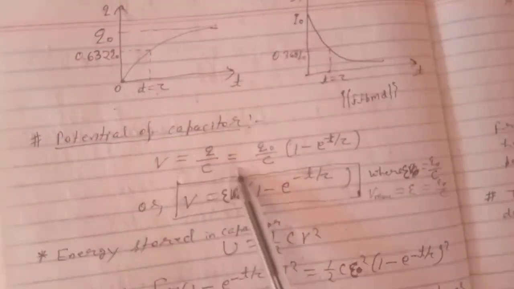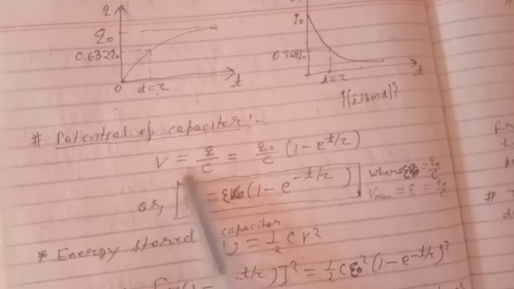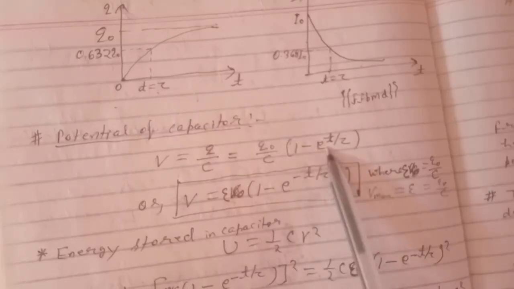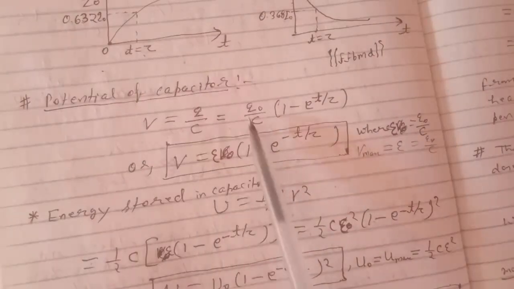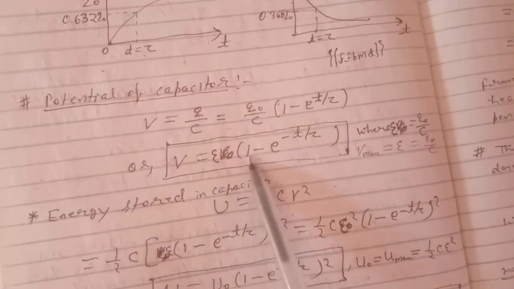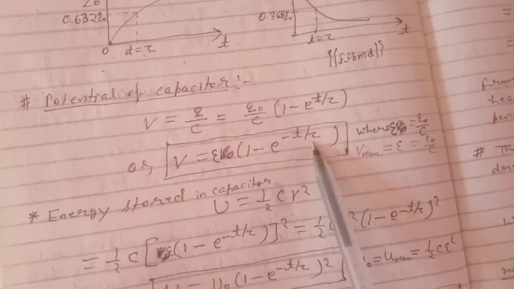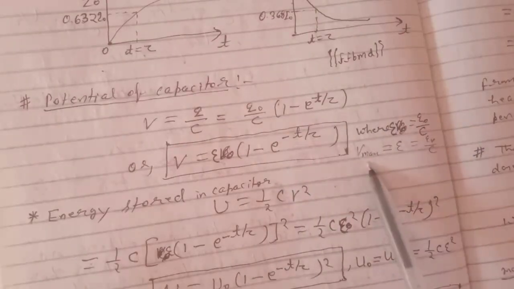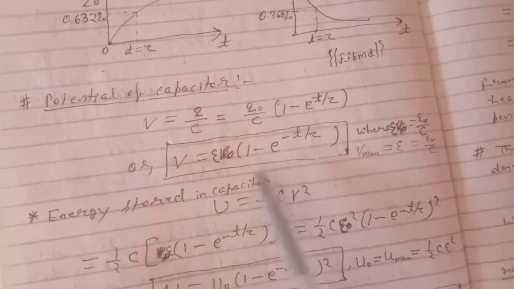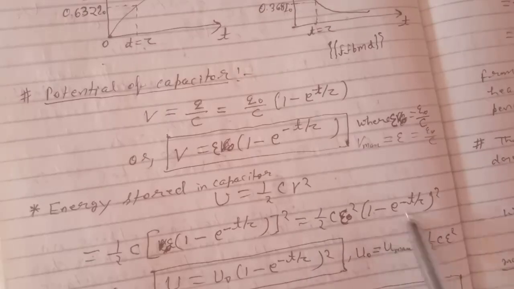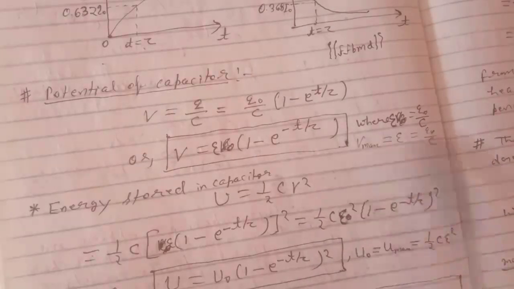Now, the potential of the capacitor. We know that potential is given by V equals Q by C, where C is the capacitance of the capacitor, or equals Q naught by C into 1 minus e to the power minus t by tau. Now Q naught by C can be written as E, that is the EMF of the cell, so V equals E into 1 minus e to the power minus t by tau, where E equals Q naught by C, or V max equals E, that is Q naught by C. This is the maximum value of voltage on the capacitor, or the potential difference across the capacitor.